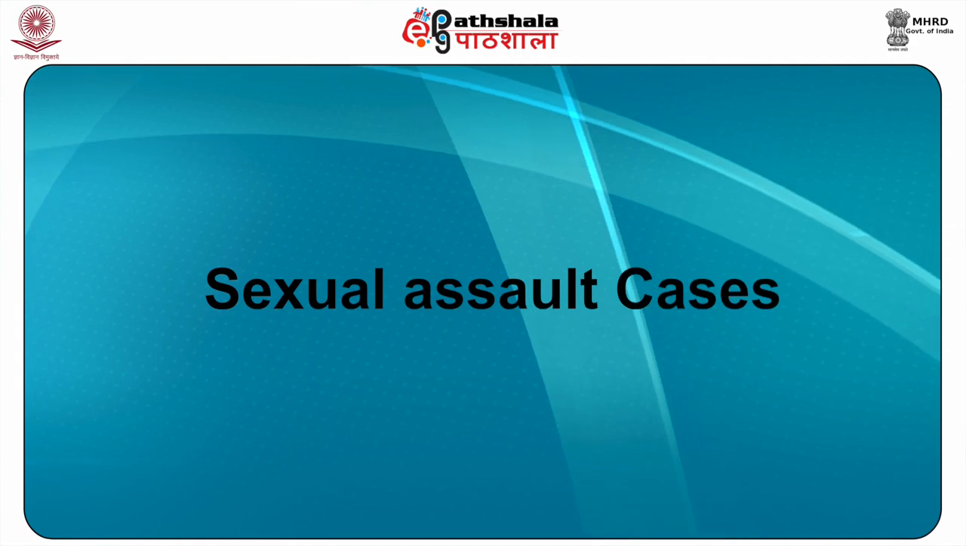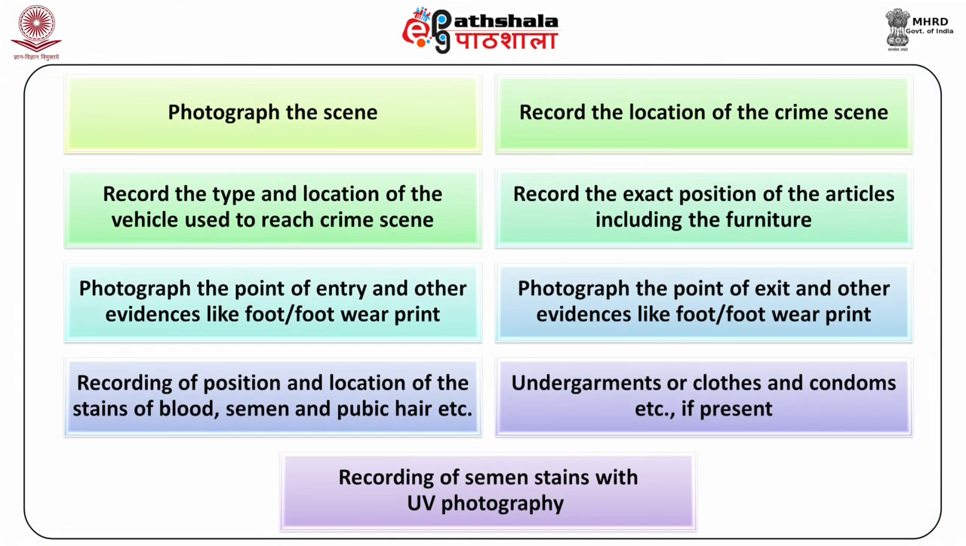Now, in the case of sexual assault cases, photograph the scene. Next, record the location of the crime scene. Then, record the type and location of the vehicle used to reach the crime scene. Then next, record the exact position of the articles including the furniture. Then next, photograph the point of entry and other evidences like foot or footwear prints. Next point is, photograph the point of exit and other evidences like foot or footwear prints. Next, recording of position and location of the stains of blood, semen and pubic hairs, etc. Next point is, undergarments or clothes and condoms, etc. if present. Next point is, recording of semen stains with UV photography.